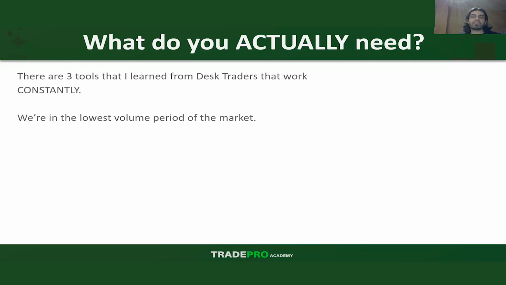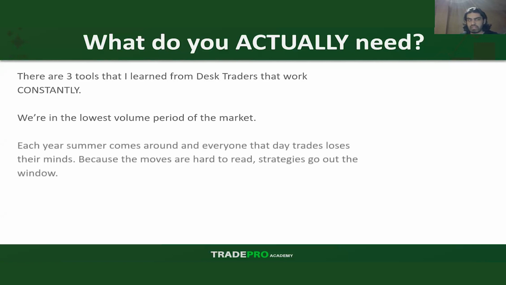Price isn't going to start running and then volume starts appearing. It's just not how it works. We're in the lowest volume period of the market, generally, in the summer. The summer season is the lowest volume and volatility season. A lot of traders, even professional traders, find this very difficult because they've been spoiled with volatility and volume, or they're used to trading trends and larger moves. Each time summer comes around, everyone that day trades loses their minds because the moves are hard to read, and strategies go out the window, right? You see a lot of mistakes being made, and a lot of seasoned traders just step away and say, you know what, I'm going to come back when volatility comes back.